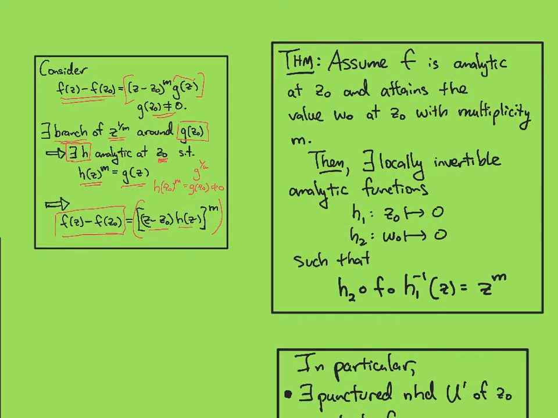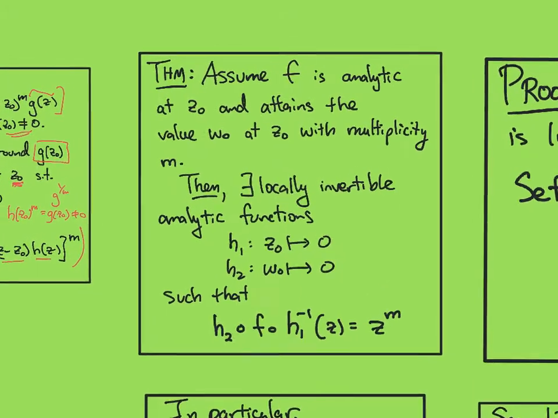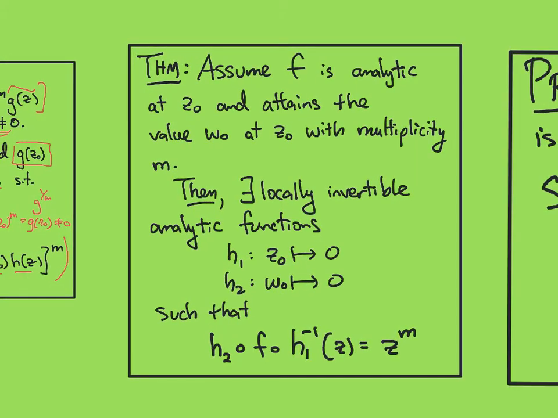So this is local mapping instead of just local description. So it's about the mapping properties. So I'll call it just the local mapping theorem.